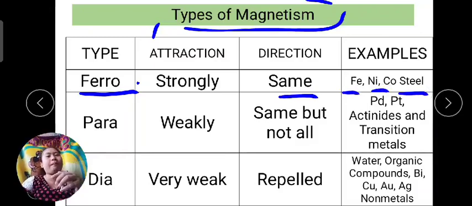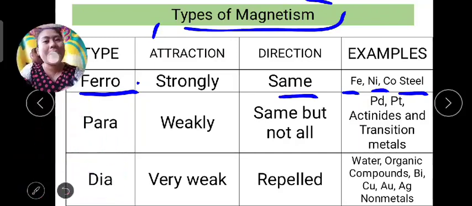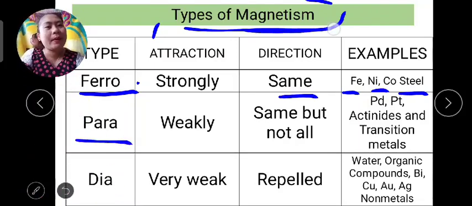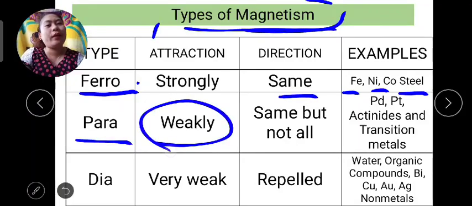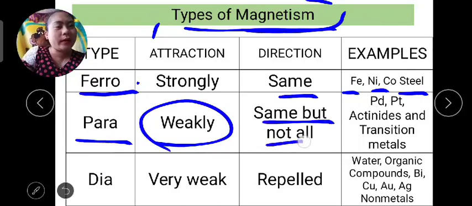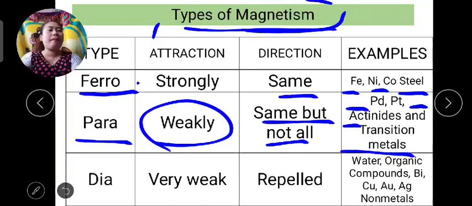So, those are ferromagnetism. Next is we have paramagnetism. Paramagnetism, it is weaker than the ferromagnetism, or it is the second strongest among all the attraction. The direction are same but not all. Examples are palladium, platinum, actinides, and transition metals.